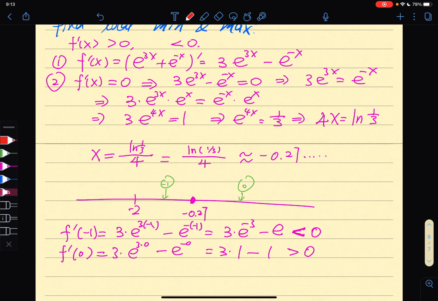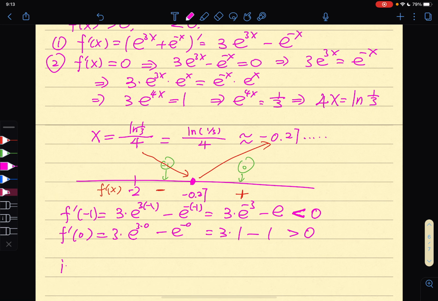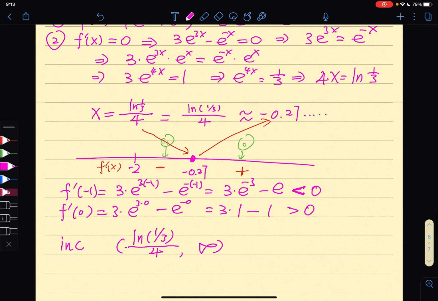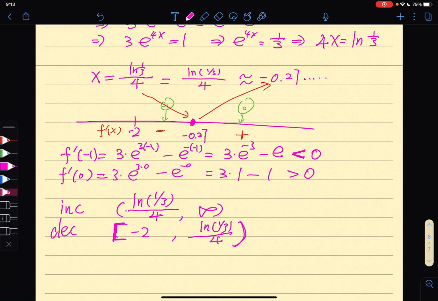So knowing the derivative here is less than 0 and that is greater than 0, you realize your function goes down because it's decreasing and then it goes up. So you can find your increasing interval is from natural log of 1/3 divided by 4 up to infinity, and your decreasing interval is going from -2, closed bracket, up to ln of 1/3 over 4, open parenthesis. Okay, so this is what I have as increasing, decreasing intervals, and according to what we learned in class, this clearly is a local minimum.